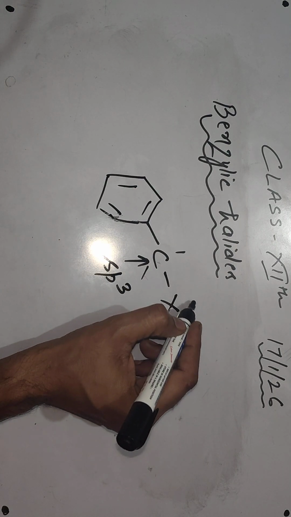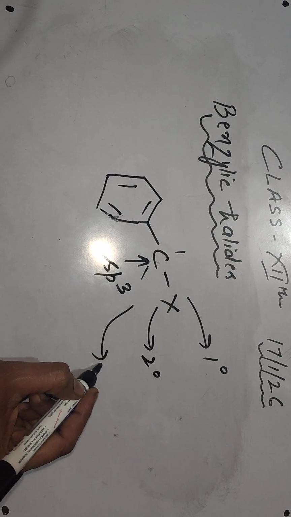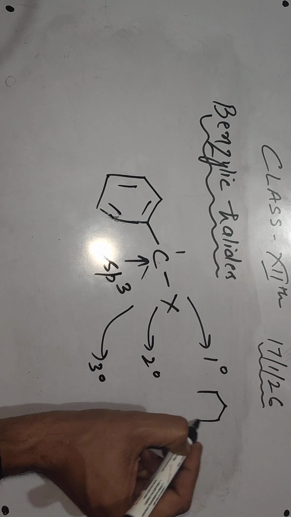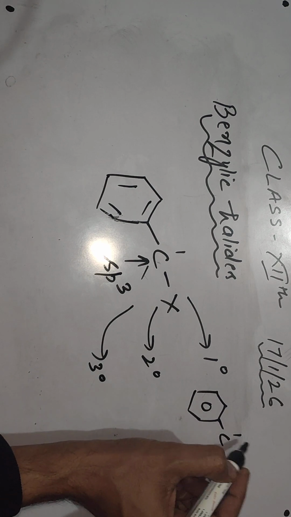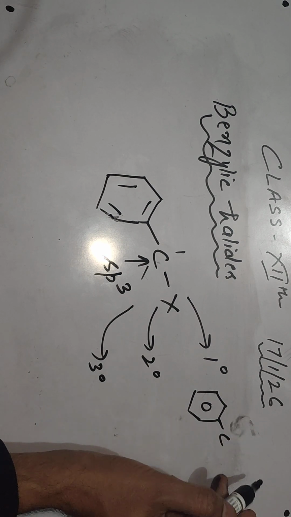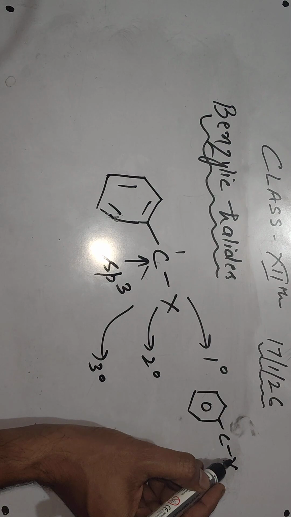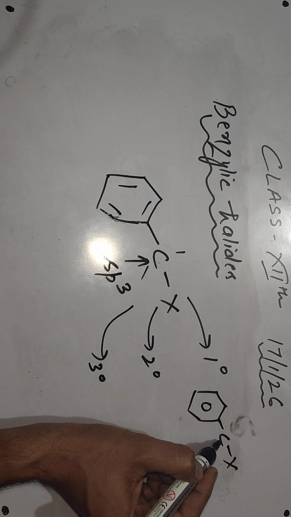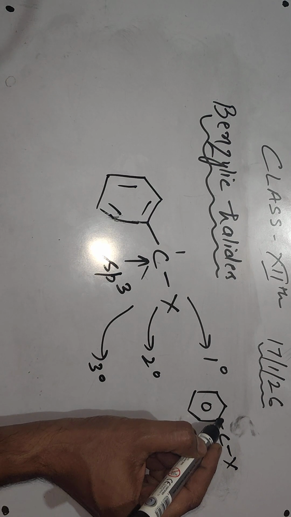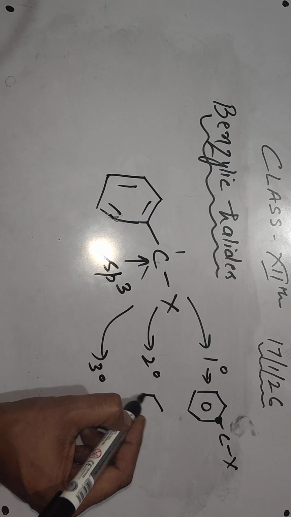Now they are also of 3 types: 1 degree, 2 degree, 3 degree. How? If we talk about this type of benzylic halide, you can check X is connected to the sp3 carbon, which is further connected to a single carbon. So this is 1 degree benzylic halide.